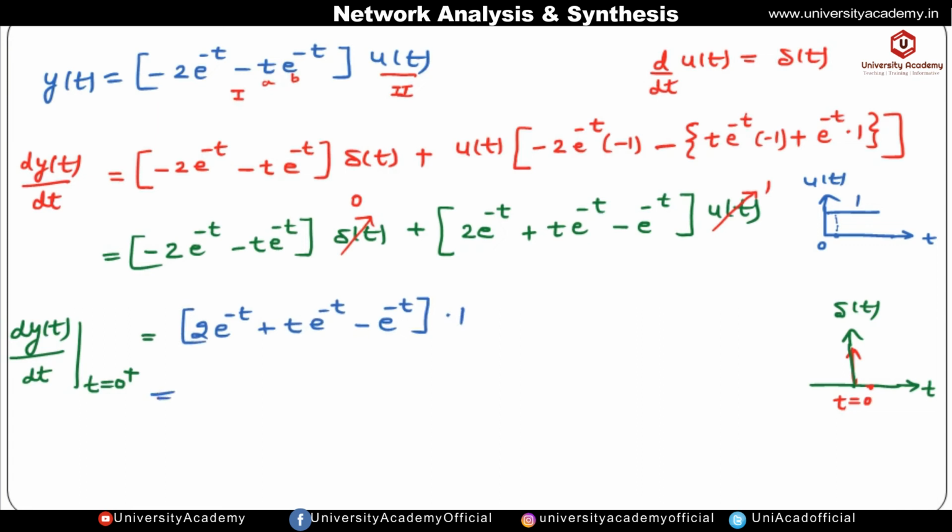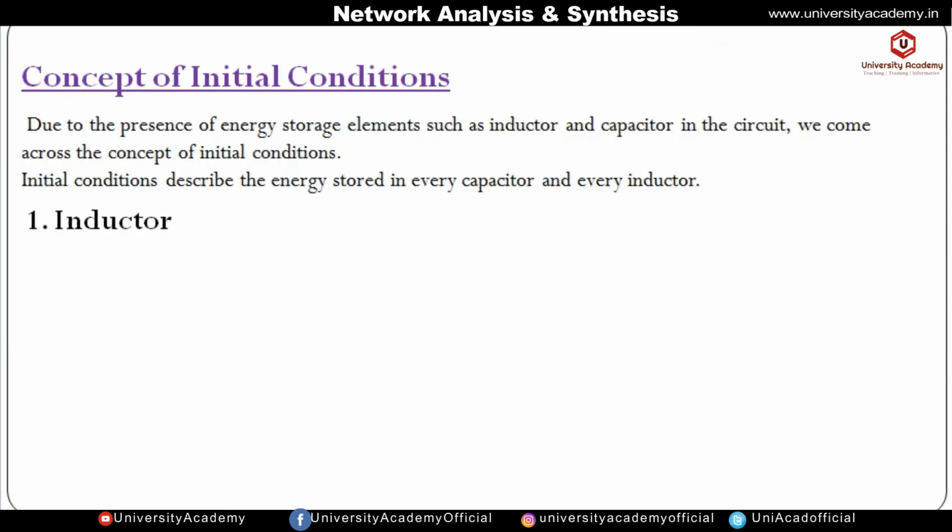So if we substitute, this is 2 into e to the power minus t, minus of this will become e to the power minus of t, and if we substitute t is equal to 0 positive, the t term will become 0. So at t is equal to 0 positive, it will be equal to e to the power 0, which is equal to 1. So the value of dy by dt at t is equal to 0 positive we are getting is 1. Now the next topic is the concept of initial conditions.